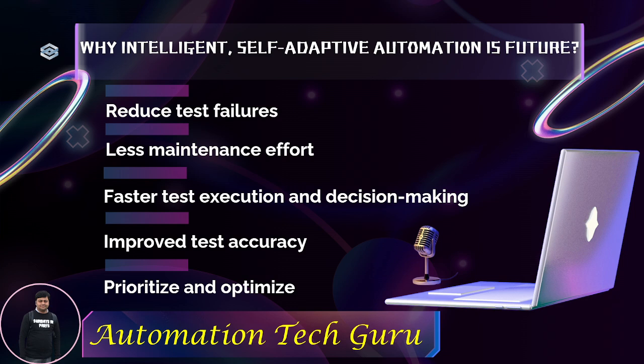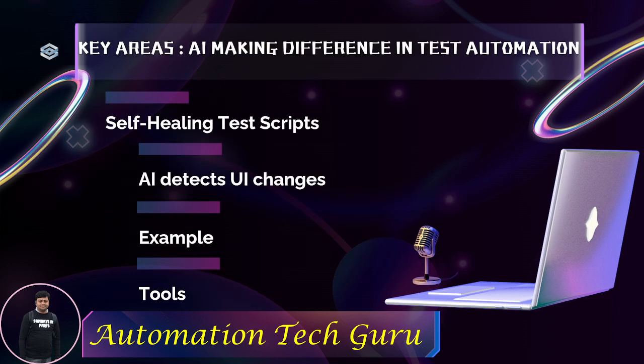Next are the key areas where AI is making a difference in test automation. Self-healing test scripts: AI detects UI changes and automatically updates the test script. For example, if the checkout button ID changes, AI can adjust the test instead of the test failing. For this you can use tools like Testim, Functionize, and Mabl.